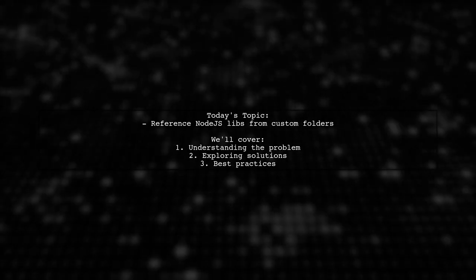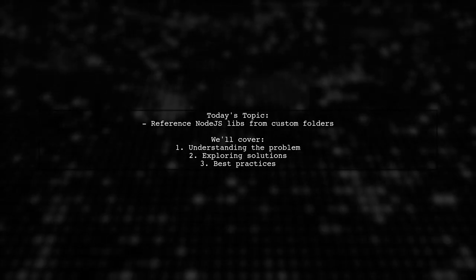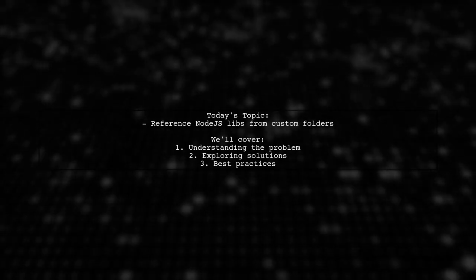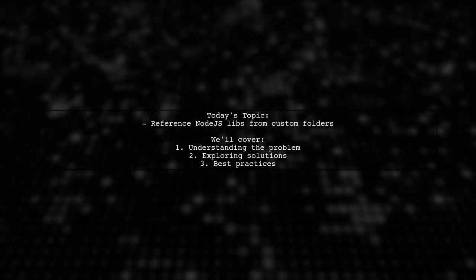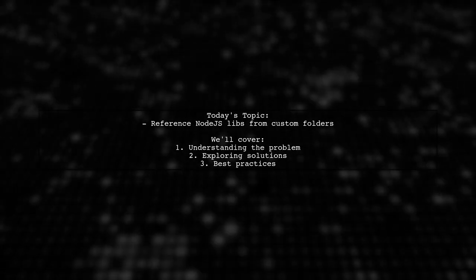This is a common scenario, especially when dealing with proprietary libraries that you want to keep separate. So, how can we ensure that when we use import or require, our code checks both node modules and SumName modules for the libraries we need? Let's dive in and explore this challenge together.